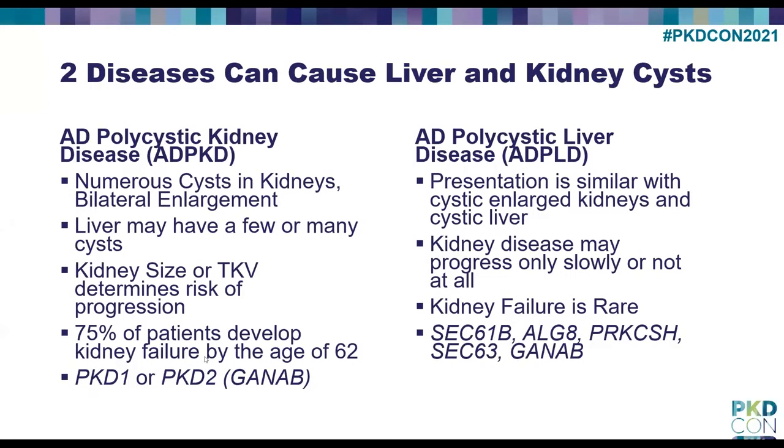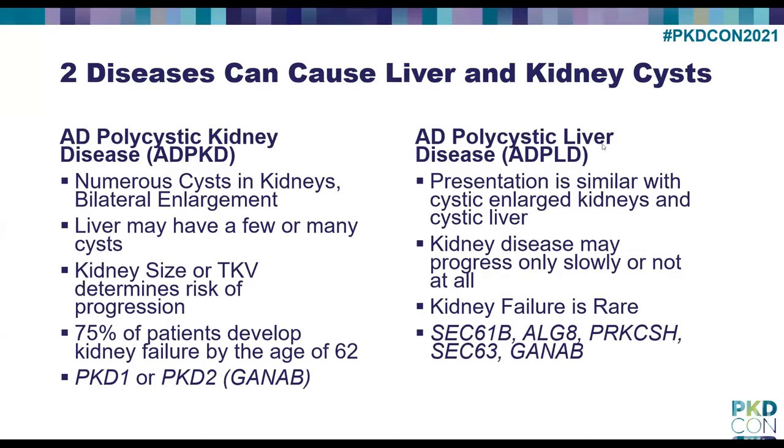And in this disease, 75% of patients develop kidney failure by the age of 62. And so we really have put a lot of emphasis on thinking about the kidney failure aspect of this disease. It's caused mostly by a mutation either in PKD1 or PKD2, with another very rare mutation causing both a PKD and a PLD phenotype.